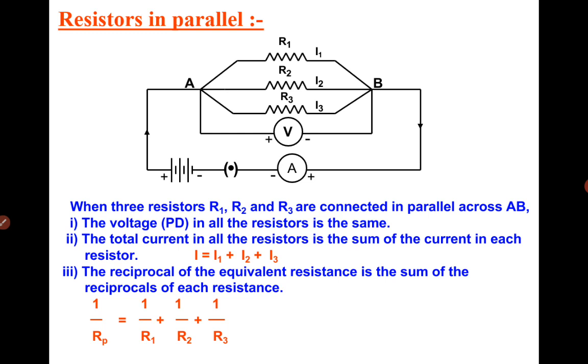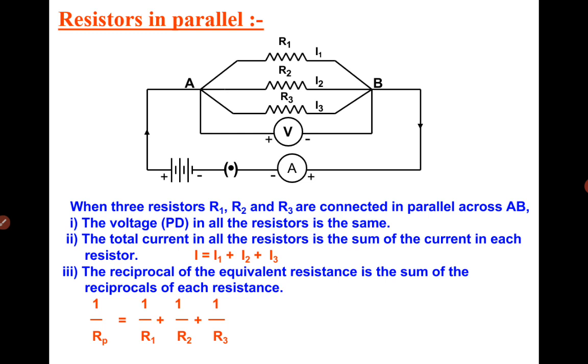In parallel combination, the effective resistance is denoted by R suffix P. Therefore, 1 by Rp is equal to 1 by R1 plus 1 by R2 plus 1 by R3. Hence, the reciprocal of the resultant resistance in parallel combination is equal to the sum of the reciprocal of individual resistance.